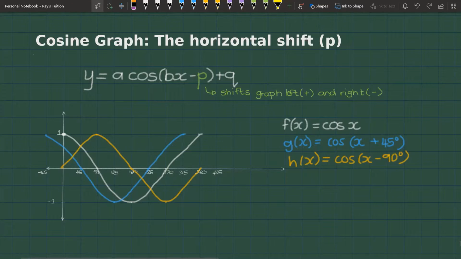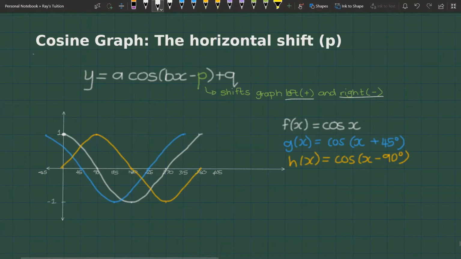In this video we have a look at the p-value, which is the horizontal shift. So we have our equation y is equal to a cos(bx minus p), and it's the p-value that shifts the graph left or right. A positive value shifts it left, and a negative value shifts it right. So that's what we have for this graph, that you will either get it shifted left or right.